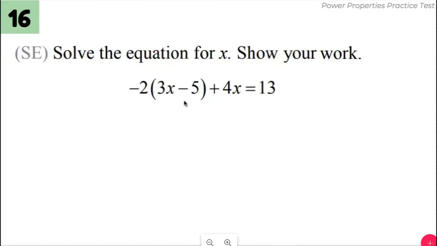And finally, solving my equation here. Do a little review, add the opposite first. We need to simplify the left-hand side, following the order of operations. I can't add inside my parentheses, but I can distribute. Negative 2 times 3x is negative 6x. Negative 2 times negative 5 is positive 10.